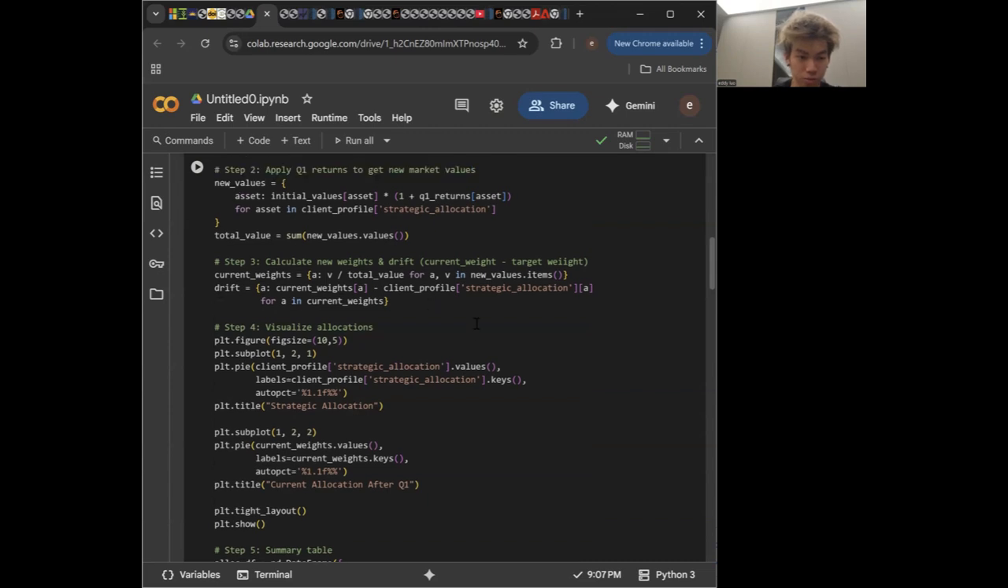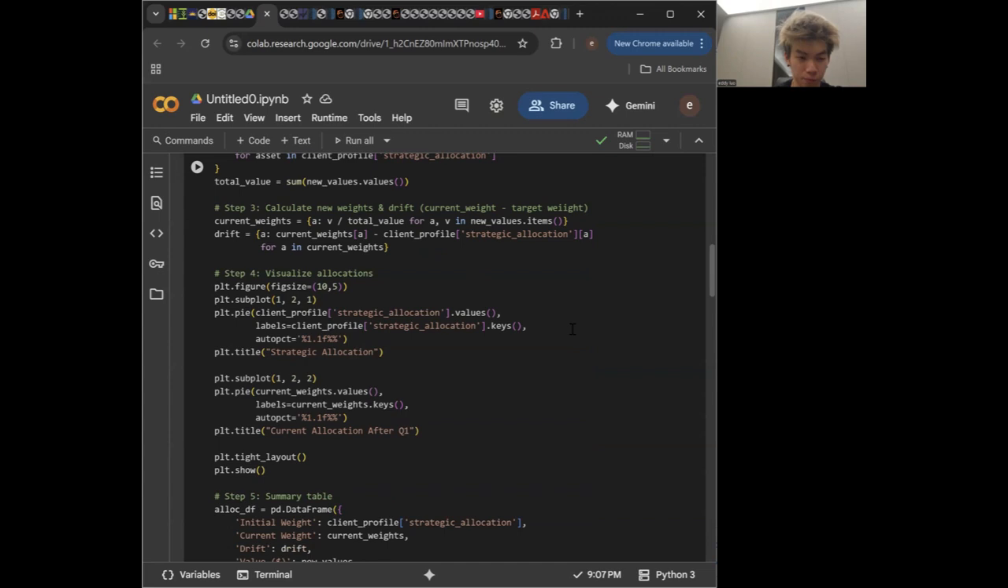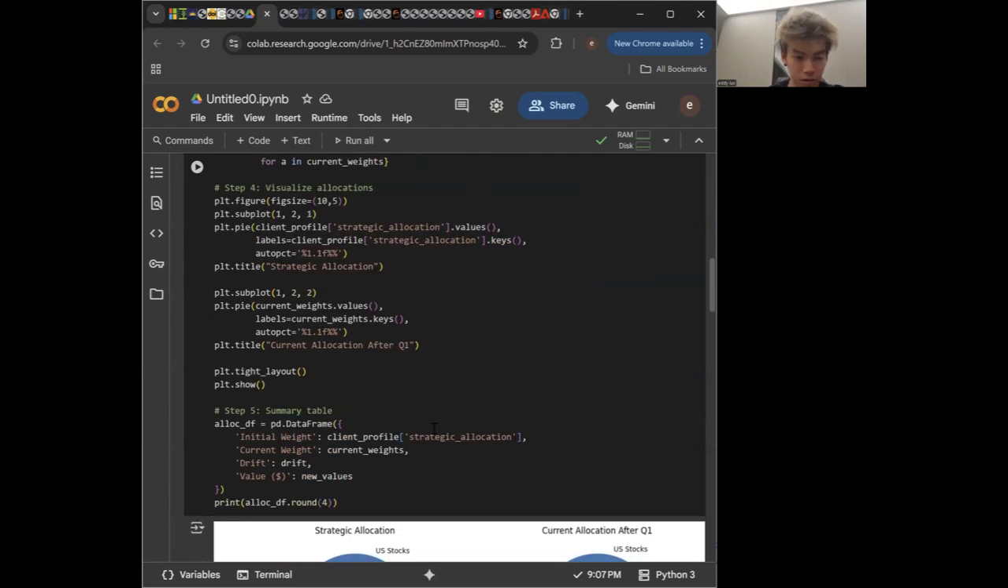And then the system will plot the old and the new portfolio allocation just for a better visualization. After that, the summary table is printed for summary review. Let's run this code.